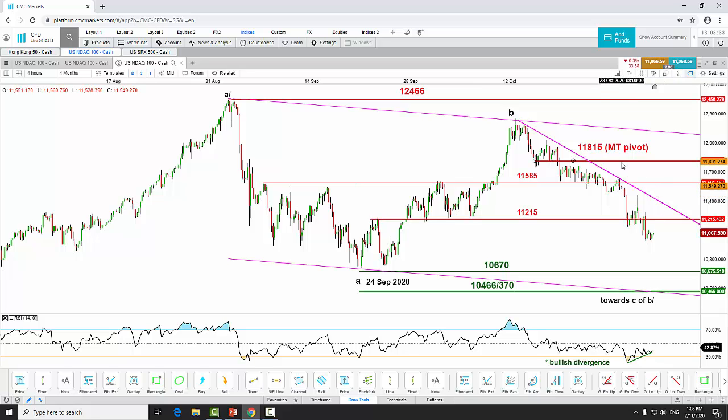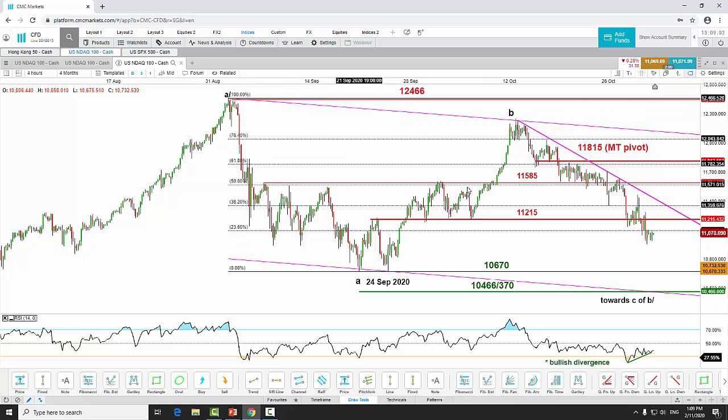But as long as this 11815 key medium-term pivotal resistance holds, we could start to shape another down leg to retest this 10,670, followed by the 10,466 slash 370 level. So what's this 10,466 slash 370 level? It actually has confluence with this descending range channel in shape since the all-time high of 2nd of September, and also the one-time Fibo projection drawn from here.